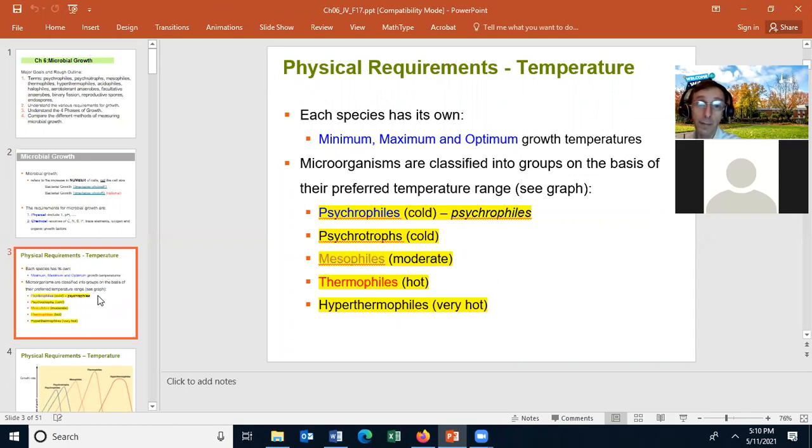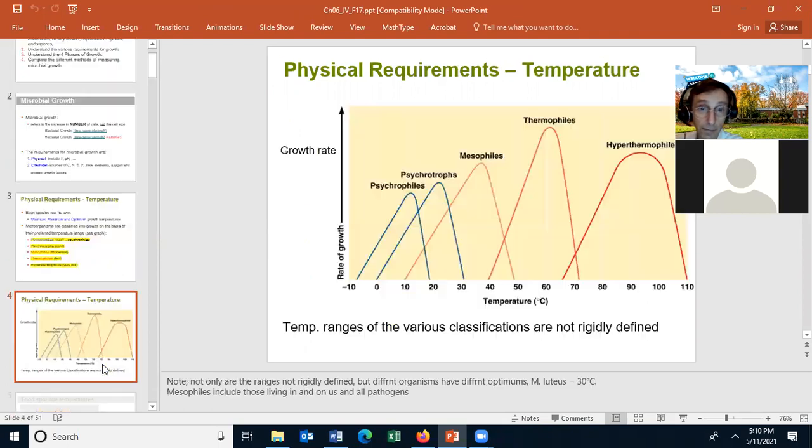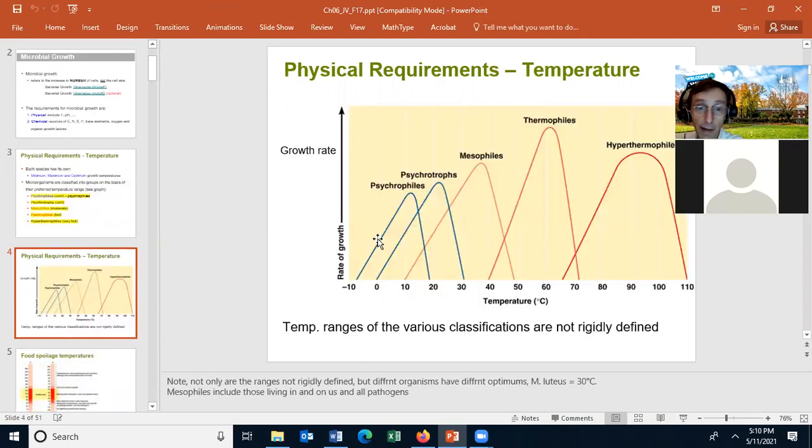When we're talking about temperature, each microbe has its own minimum temperature, maximum temperature, and optimum temperature that it'll grow at. You can classify microorganisms into groups on the basis of their preferred temperature range. Psychrophiles, or organisms that like around 10 degrees Celsius to grow. These would be the microorganisms that grow within your refrigerator.